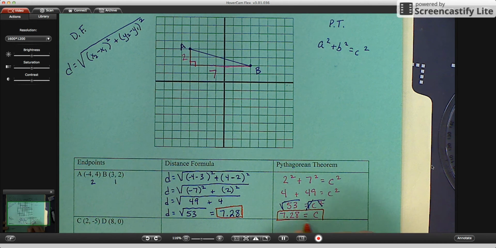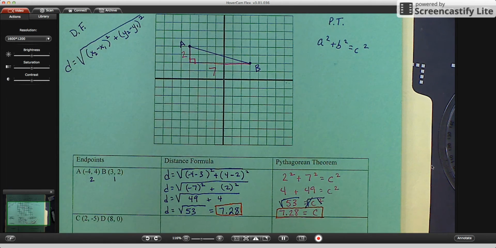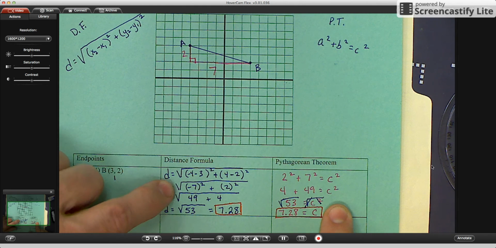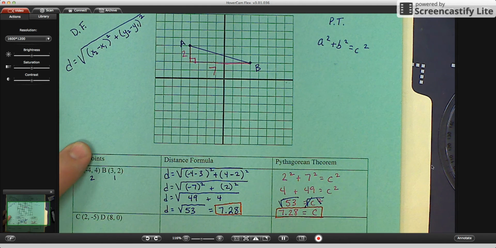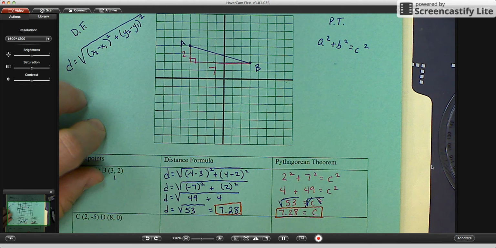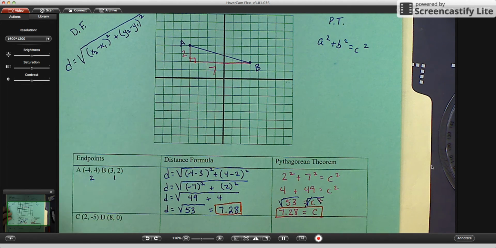Since it is the same endpoints, you should get the same answer for your distance. Personally, I think doing the Pythagorean theorem is a heck of a lot easier than doing the distance formula. You have to figure out one number and another number by making your right triangle, and then you just plug it in, square them, add them together, and then find the square root.